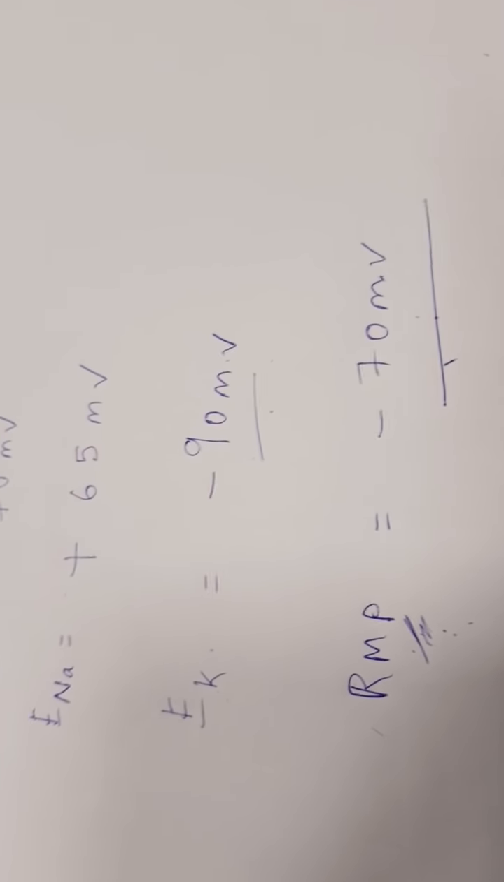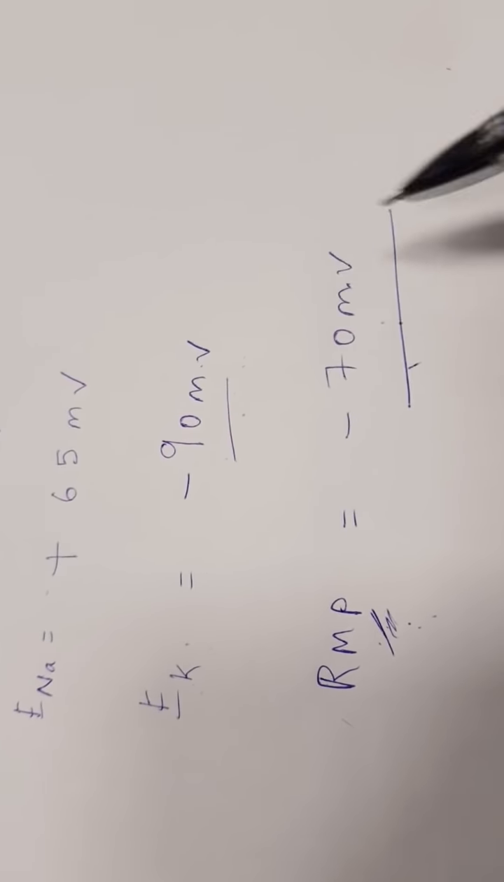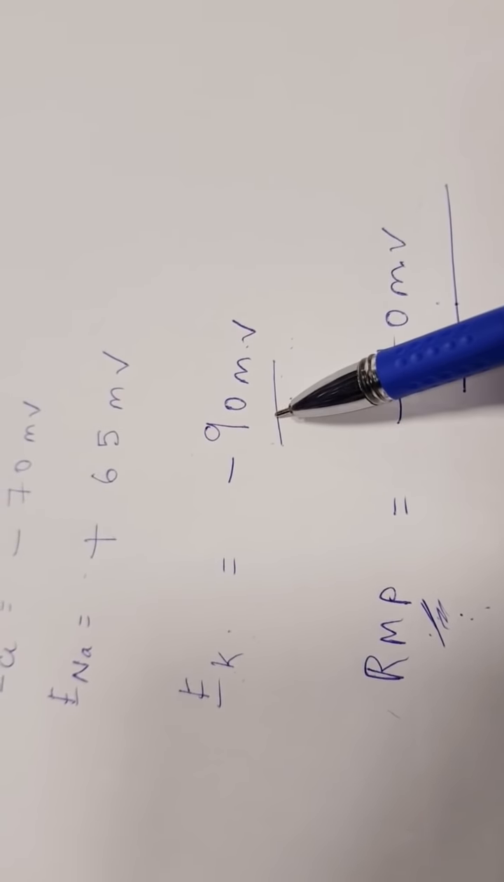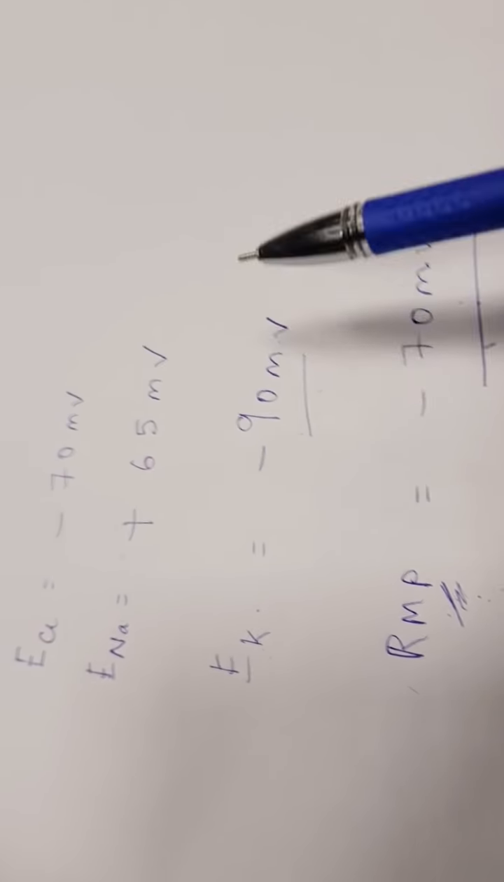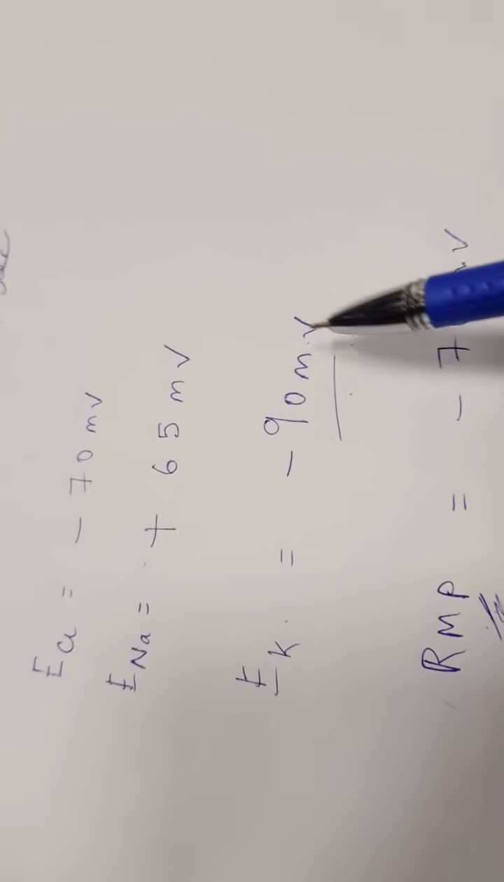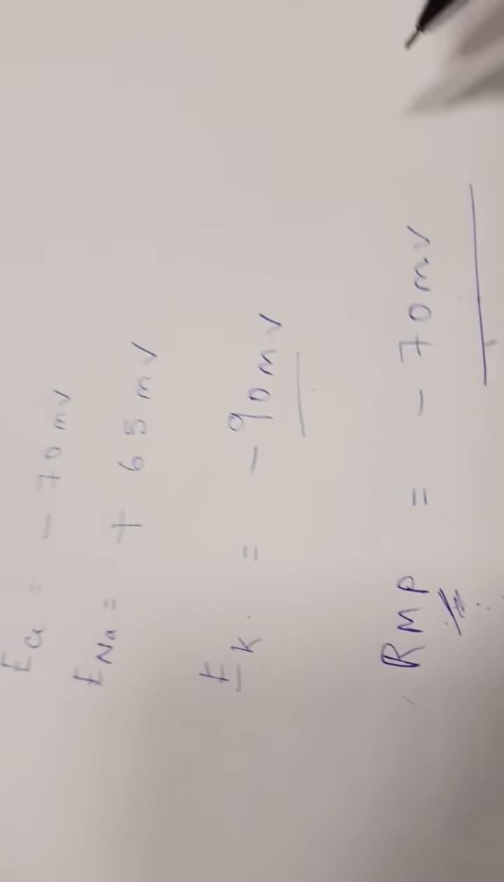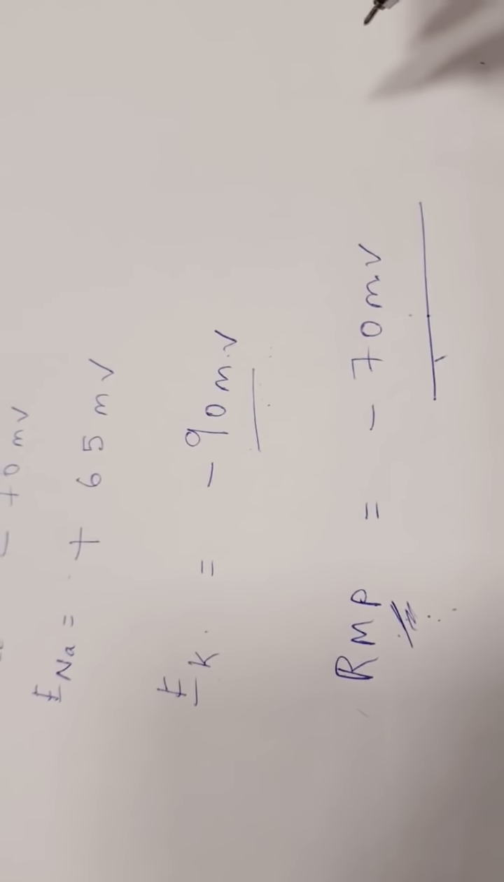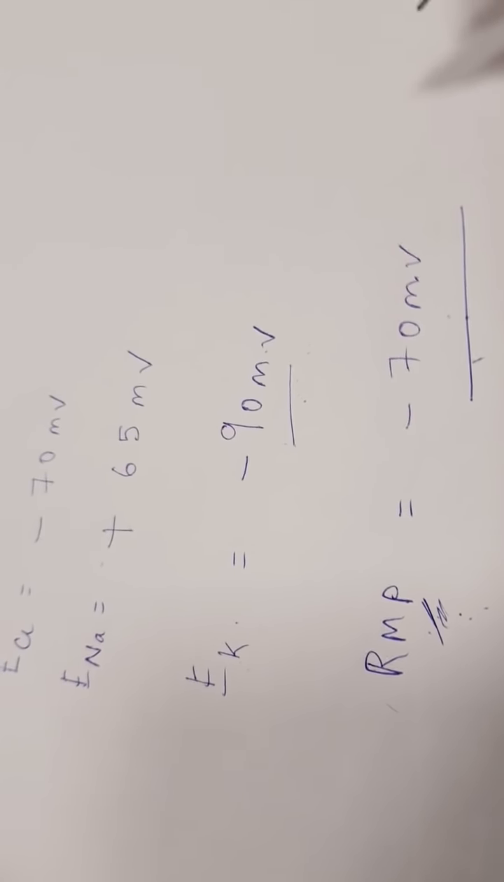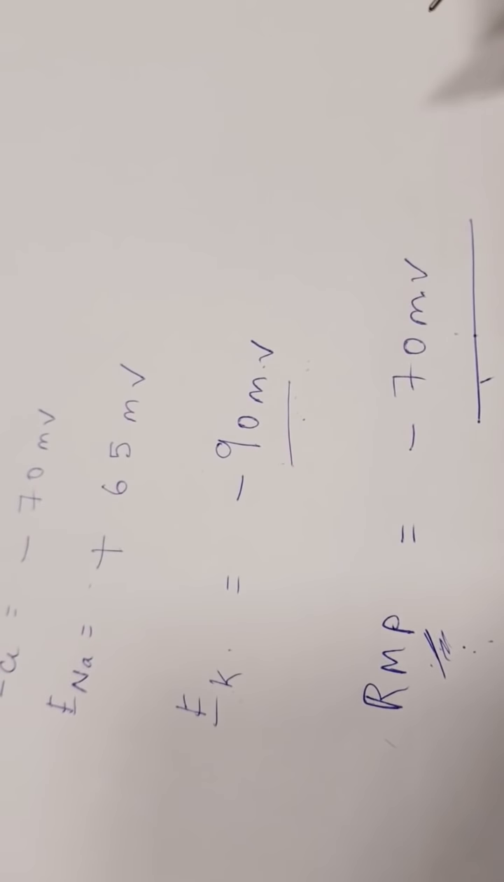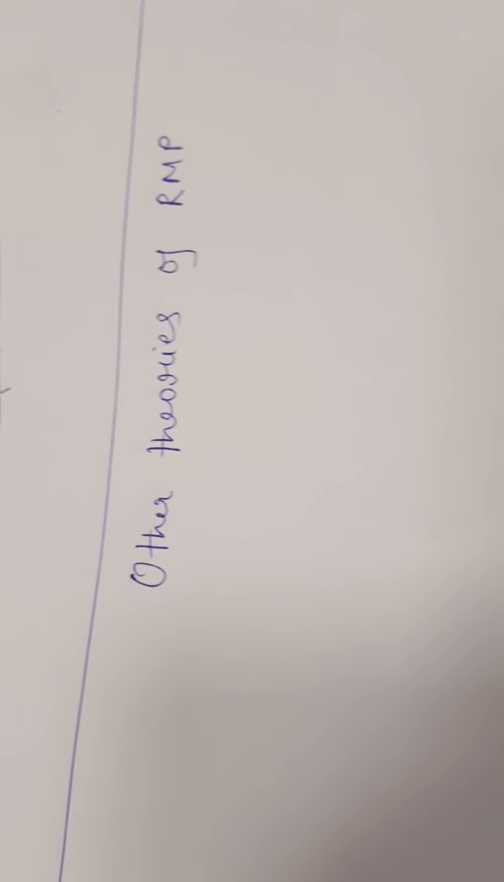The factor for potassium being the major contributor is because the concentration of potassium inside the cell is much higher than the concentration of sodium inside the cell. The sodium potassium ATPase pump basically extrudes the sodium and maintains this unequal distribution of sodium and potassium in the ICF and the ECF. Let's go on to the other theories of RMP generation.